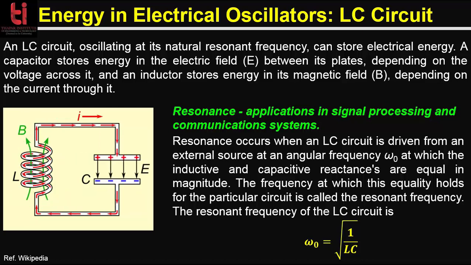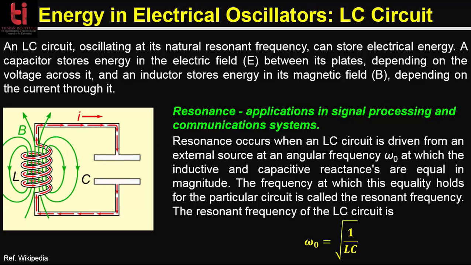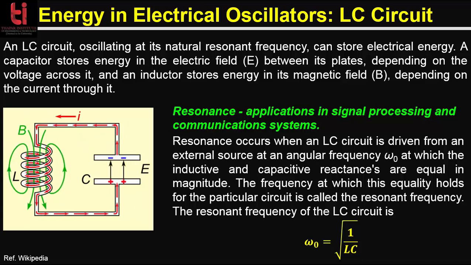So you can see this animation. A capacitor stores energy in the electric field between its plates, depending on the voltage across it, and an inductor stores energy in its magnetic field depending on the current through it. If an inductor is connected across a charged capacitor, the voltage across the capacitor will drive a current through the inductor, building up a magnetic field around it. The voltage across the capacitor falls to 0 as the charge is used up by the current flow.